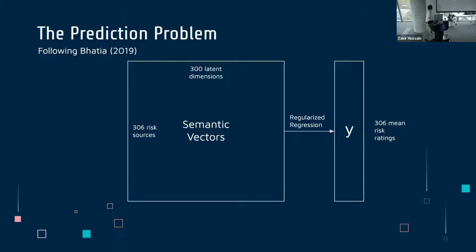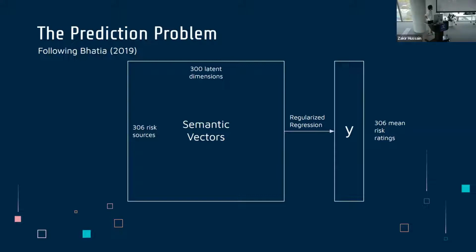So as you can see, we have 300 latent dimensions predicting a sample of 306 mean risk ratings. So we're getting pretty close in terms of our number of features to our number of samples. And as a consequence, we had to use regularized regression to avoid overfitting and things like this.